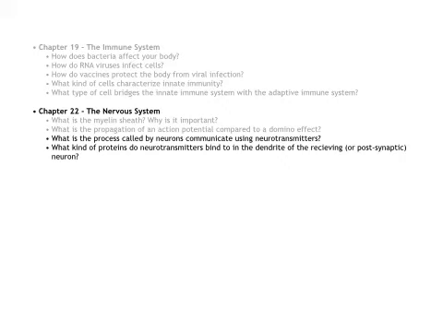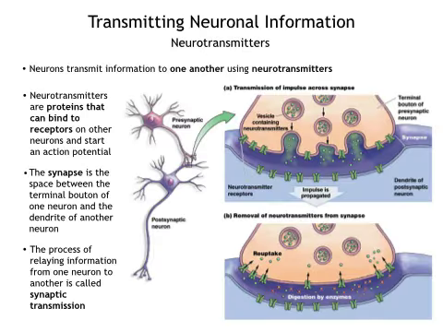All right, last questions. What is the process called by which neurons communicate using neurotransmitters? And what kind of proteins do neurotransmitters bind to in the dendrite of the receiving or postsynaptic neuron? All right, first question, what is the process called? That's actually bolded in the last paragraph there. The process of relaying information from one neuron to another is called synaptic transmission. And that's what's blown up there in the figure.